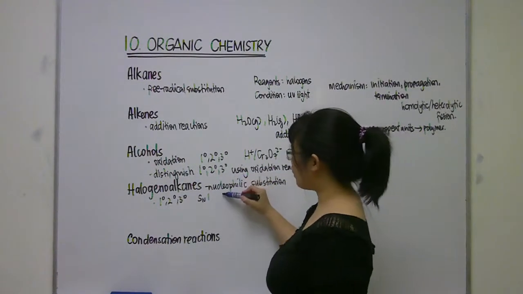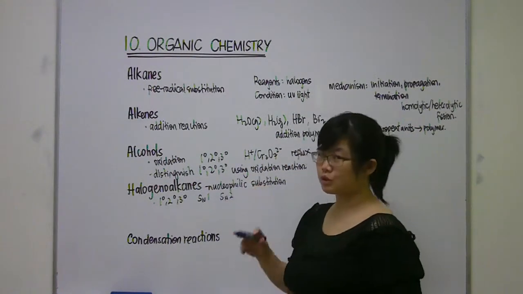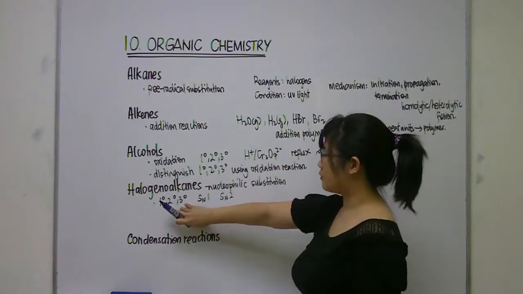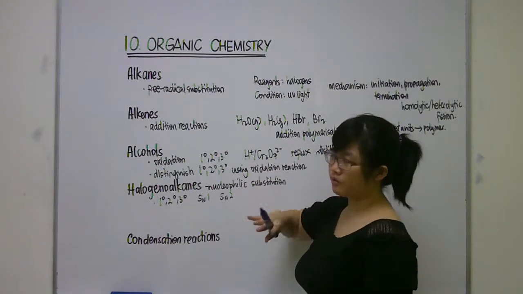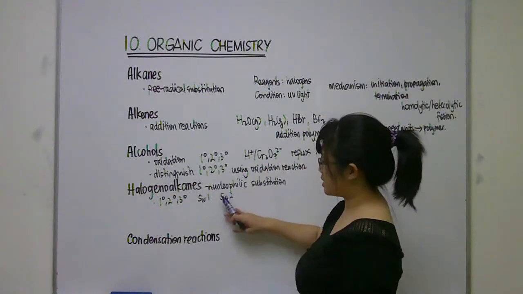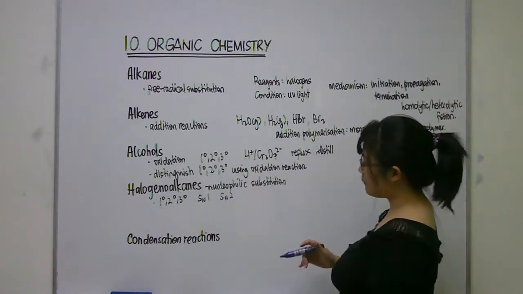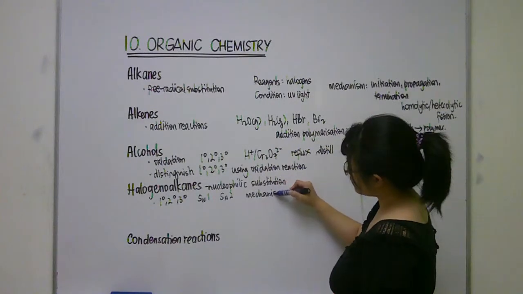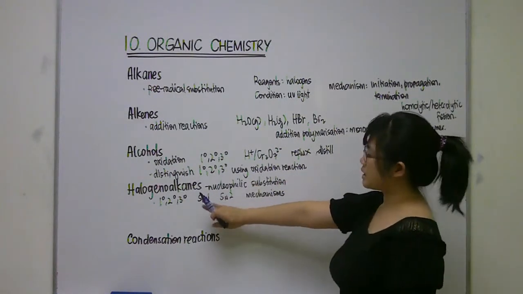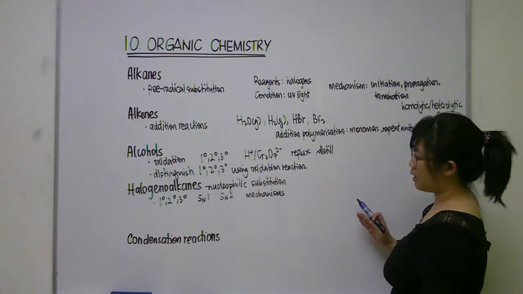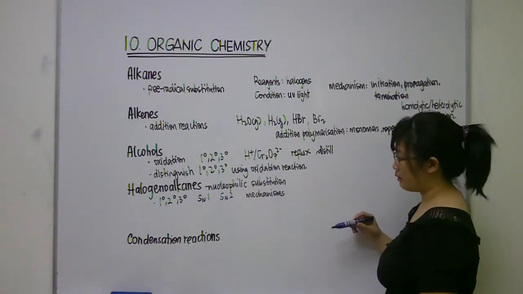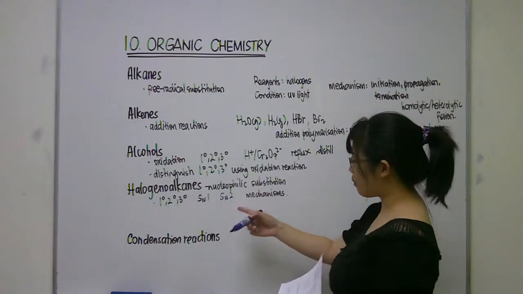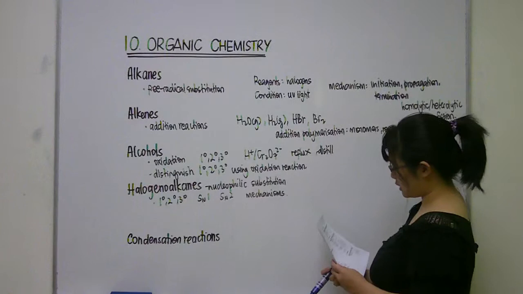So both mechanisms, SN1 and SN2, the students need to know. For example, SN1 is more favored for tertiary and secondary, and SN2 is more favored for primary and secondary. And most importantly, you need to know the mechanisms for both SN1 and SN2 nucleophilic substitution reactions.